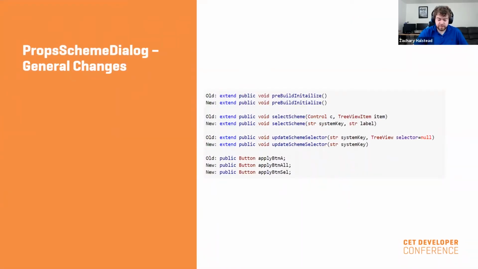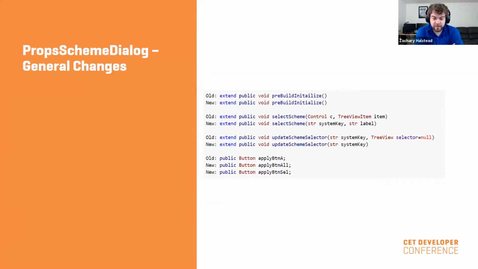Then in the prop scheme dialog, there were some general changes. We have the pre-build initialize method here that used to be spelled incorrectly. Now it is actually spelled correctly for initialize. So you'll want to take that into account. Then we used to have select scheme, which took in a control and a tree view item. As part of a lot of the UI changes that we have, this no longer takes in a controller or tree view. Now it takes in a system key and a label.